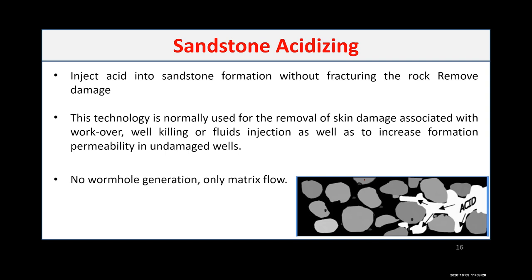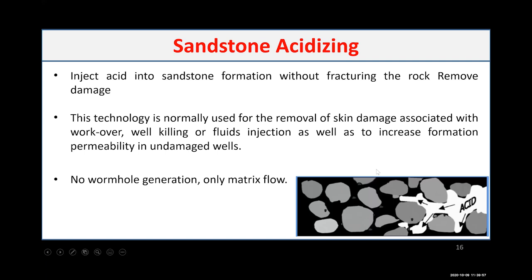After that, we can move on to the major acid treatments. Here, the first major one is sandstone acidizing. And as we said earlier in the presentation, the main acid that is used to dissolve sandstone is the HF acid system. And as we are talking about sandstone acidizing, we're still talking about matrix acidizing, so we are injecting the acid at a pressure or at a rate less than the fracture pressure.